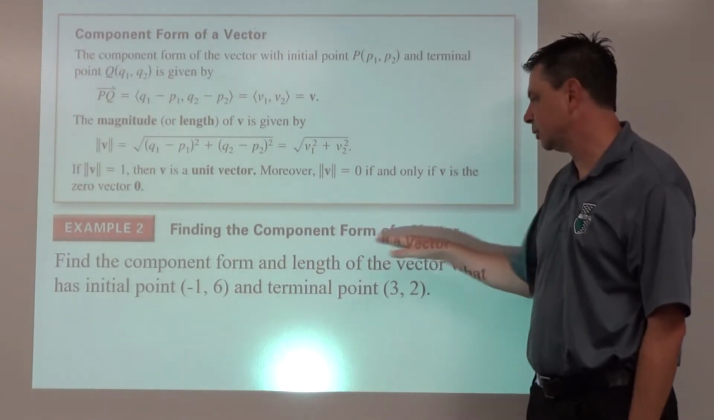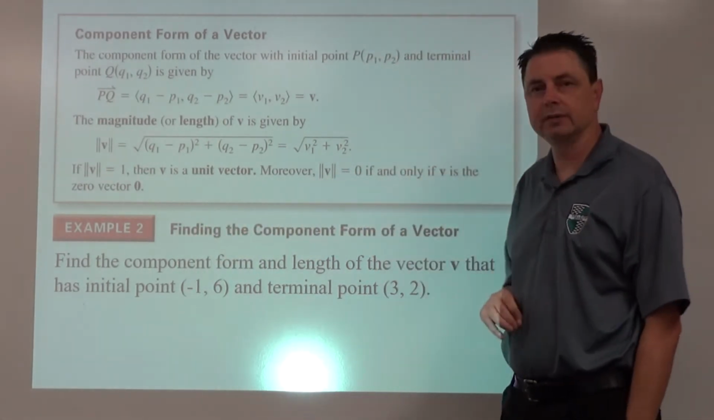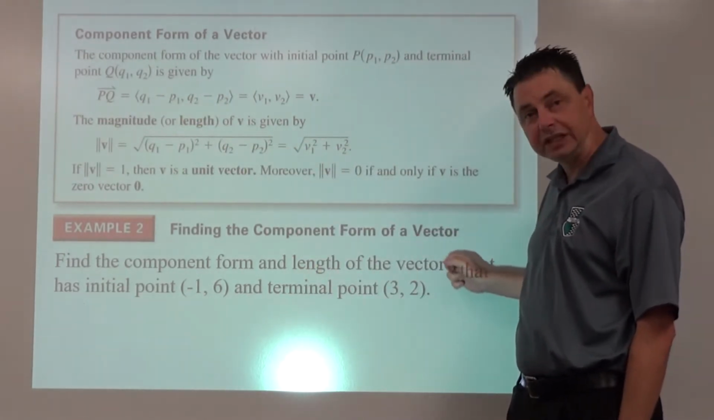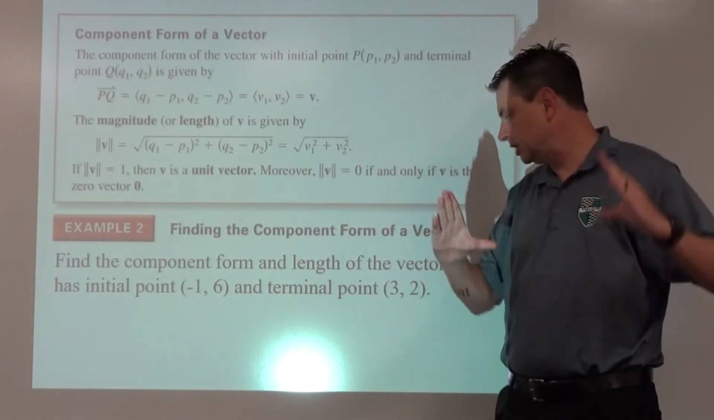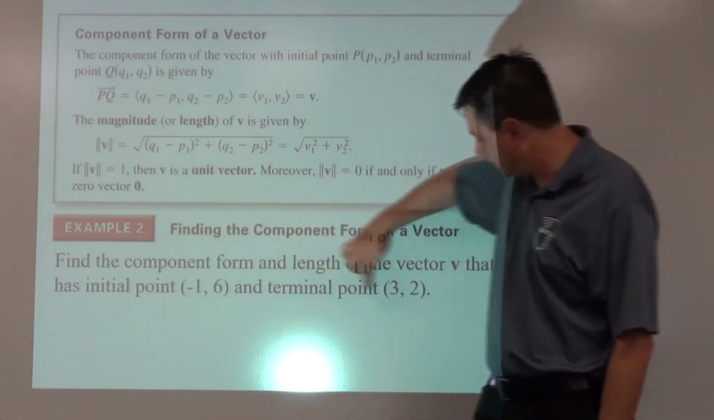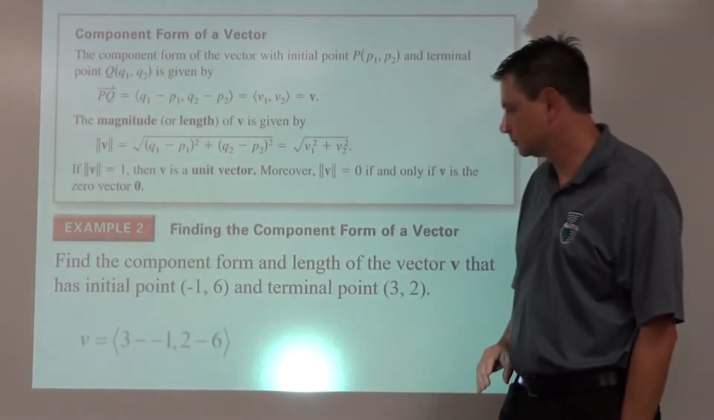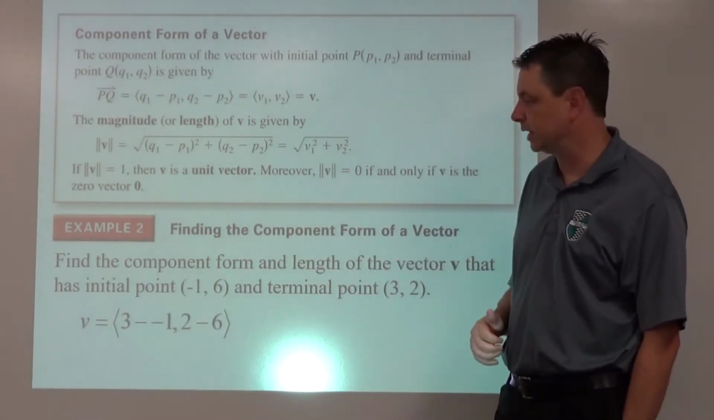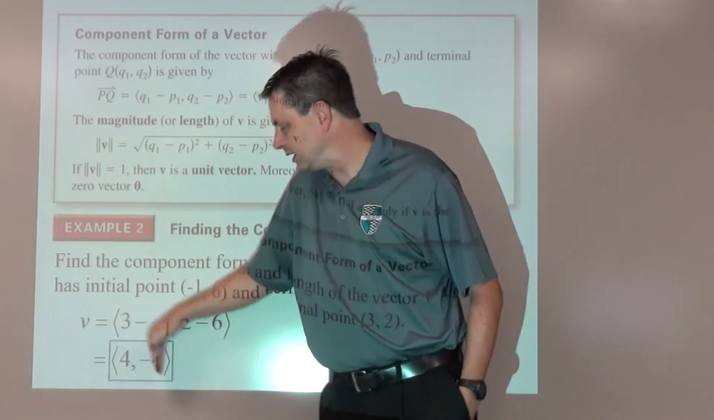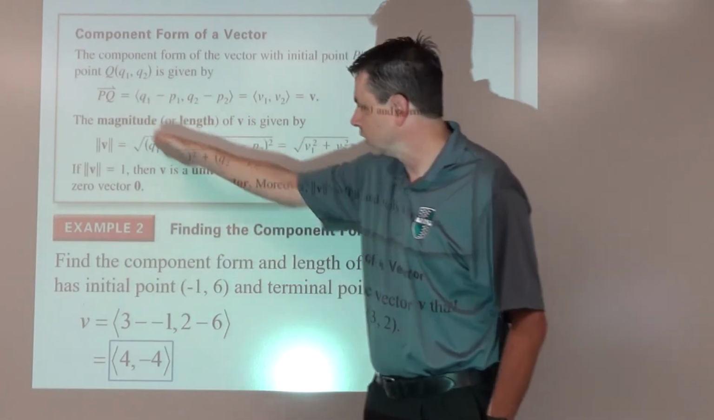Example number 2, find the component form when we have the initial point and the terminal point. We're going to use our formula here. The vector v, bold V, equals pointy brackets, terminal 3 minus negative 1, comma, 2 minus 6, always terminal minus initial. If we simplify those, we get the vector pointy brackets 4 comma negative 4. Essentially what that means is the vector travels 4 right, but at the same time down 4. So something like this.